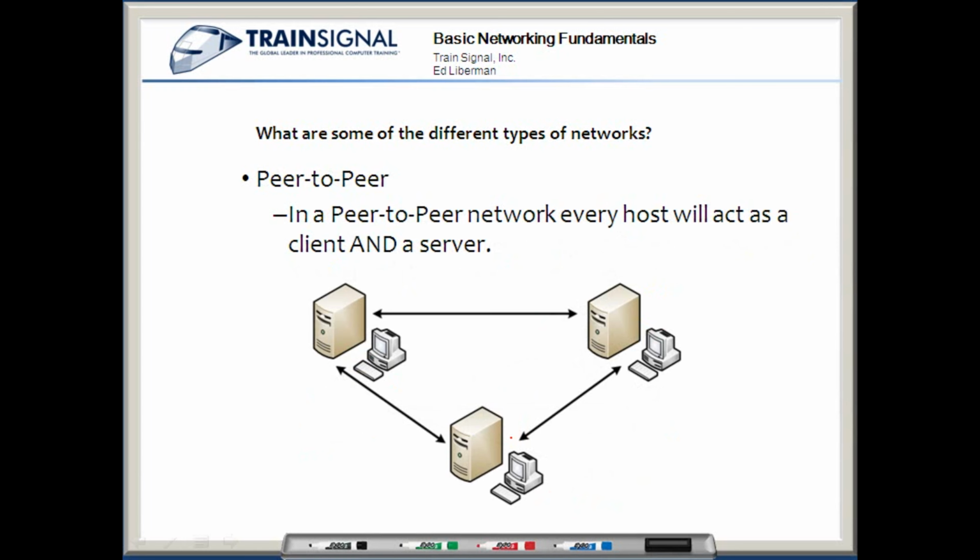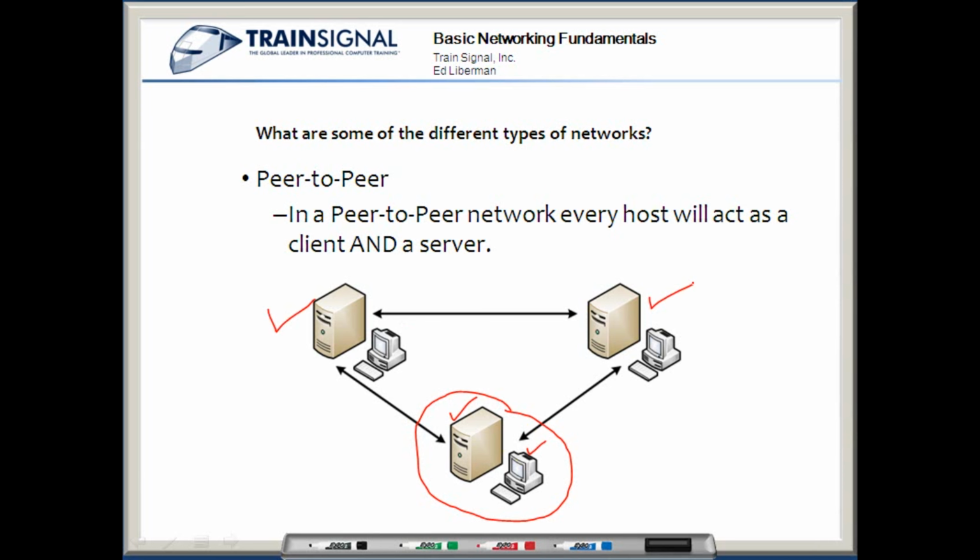Now, another type of network that we have is something called peer-to-peer. Unlike what we were just talking about with the client-server network, you don't see peer-to-peer networks all that often. See, in peer-to-peer networks, every host or computer will act as both a client and a server. So here, even though you see what looks like 2 computers, this is just a visual representation of one computer acting as both a server and a client. And you'll notice that all 3 computers on our network are both servers and clients.